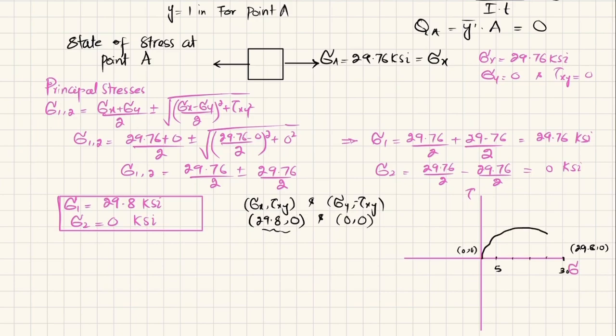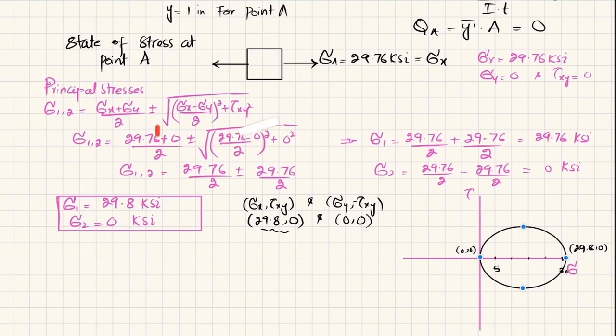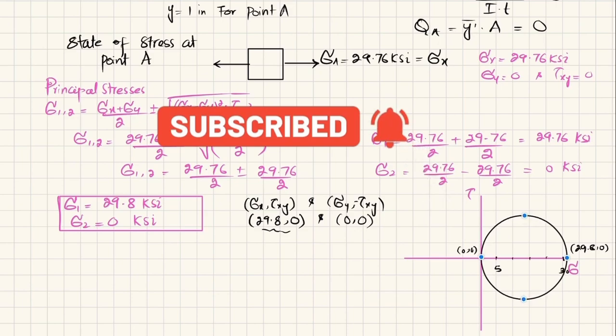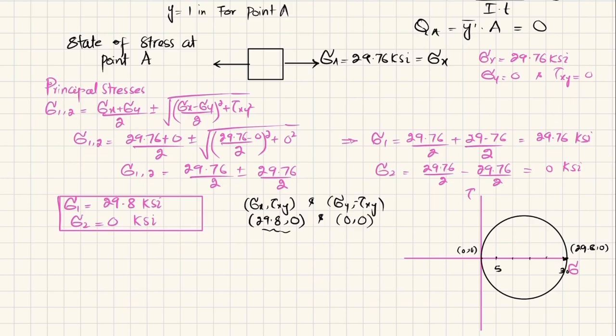And when you draw a circle passing through these two points, you have to draw it perfectly. So you will get it like this. Here you can see that this point is sigma 1 and here this is sigma 2.